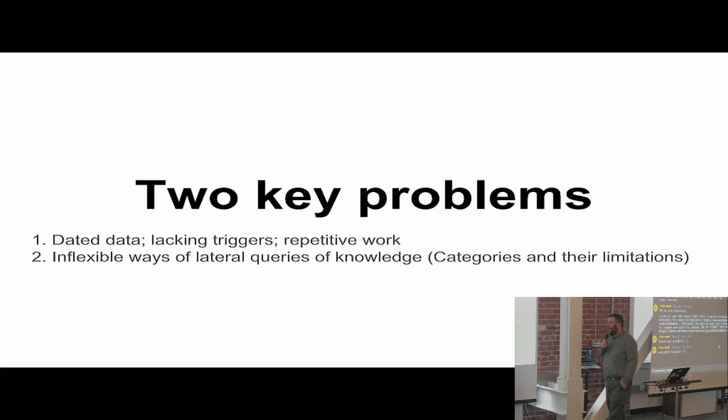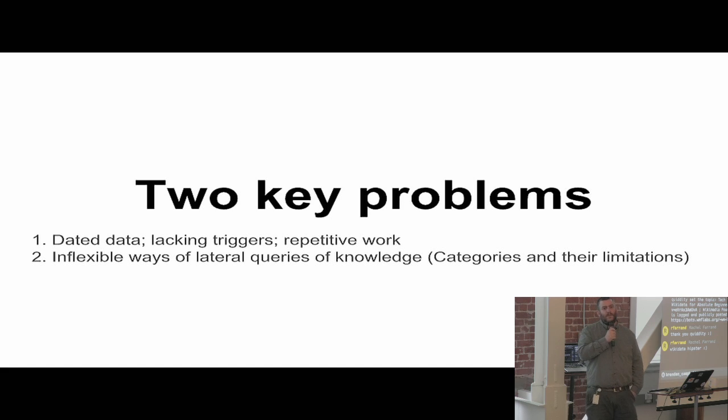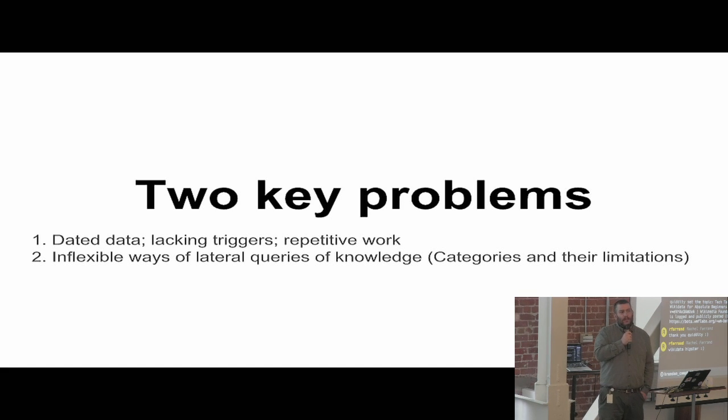So before we actually visit Wikidata, I want to share two key problems that Wikidata seeks to solve and which would help us understand why it exists. The first problem is that of dated data. That is data that is out of date. And this is apparent on Wikipedia across our free knowledge encyclopedias. Data on Wikipedia is not always up to date. And the more obscure it is, the more likely it is not to be up to date.